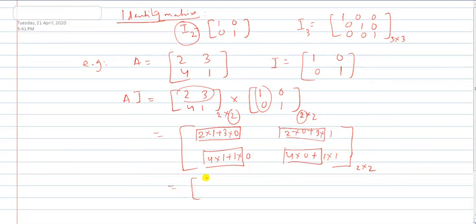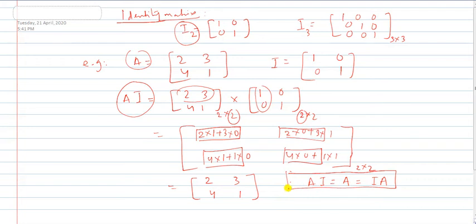So I'll have here 2, and here it is 3, here it is 4, and here it is 1. Look at A and AI. A is 2, 3, 4, 1, I is also 2, 3, 4, 1, AI. So therefore I can clearly say AI equals A. The same thing will also be equal to IA. That means it is called an identity matrix because whenever it is multiplied to anything, it doesn't change that matrix. So this is the thing which I wanted to tell.